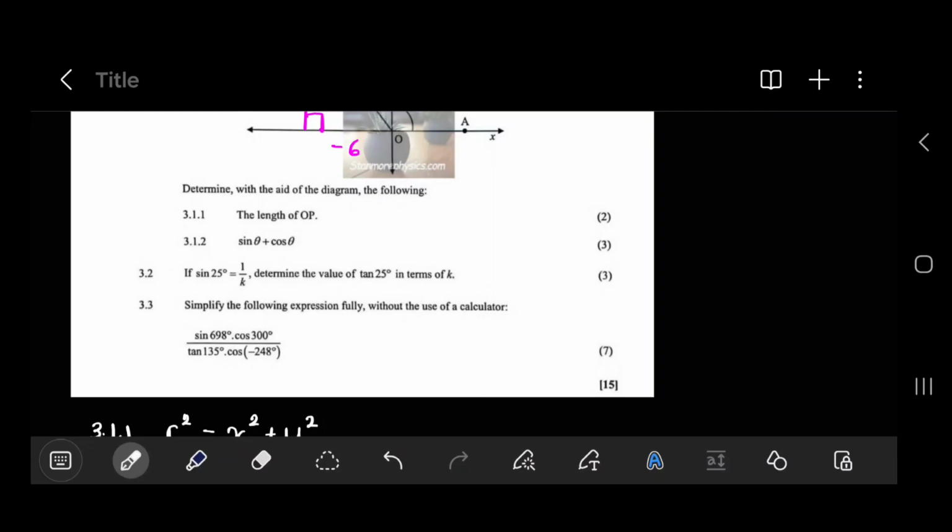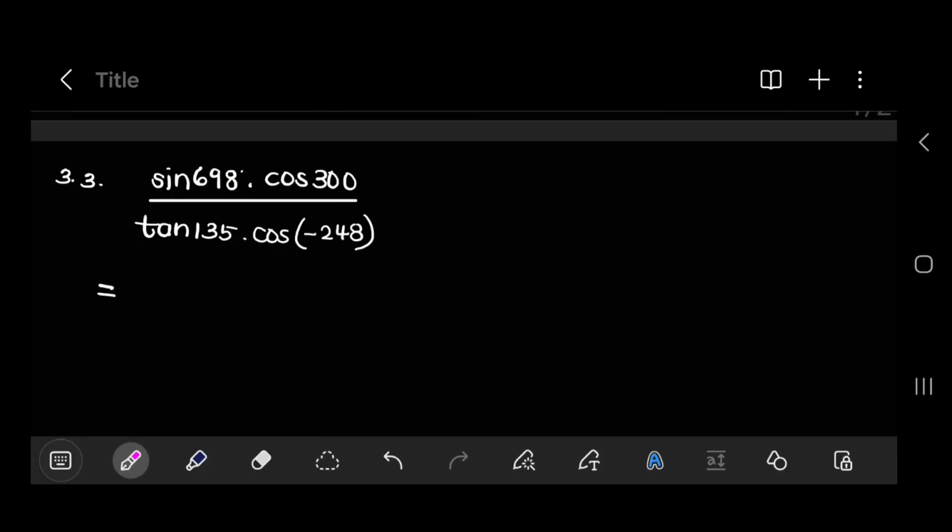For 3.3, we are required to simplify the following expression without the use of a calculator. Let's just start off by rewriting this. So here's what we have. And we're going to work part by part. So the first part we're looking at is sine 698 degrees. What we notice here is that the angle is bigger than 360. Whenever you're given an angle bigger than 360, you need to minus 360 from it.